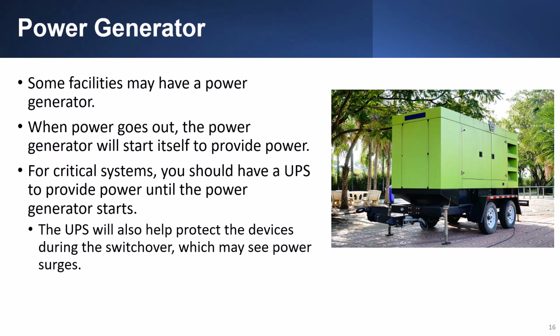Some facilities may have a power generator. When power goes out, the power generator will start itself to provide power. For critical systems, you should have a UPS to provide power until the power generator starts. The UPS will also help protect the devices during switchover, which may see power surges.